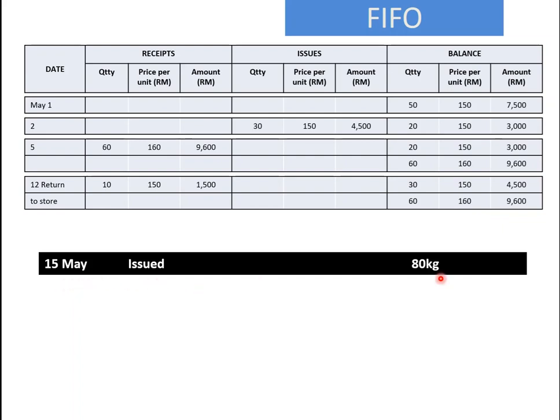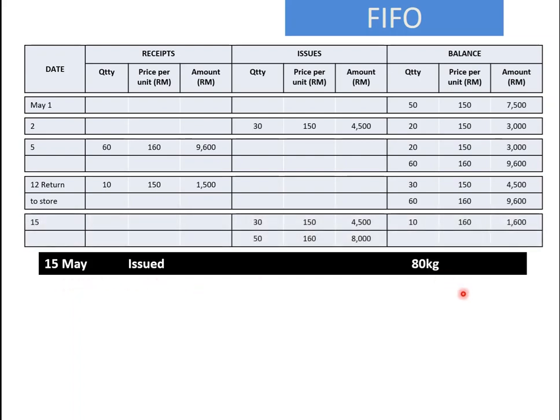On 15 May, issued 80 kgs. So we send the first batch of 30 kg at Rm 150. So we need another 50 kg, which we take from the next batch of 60 at Rm 160. So 50 kg at Rm 160, the balance is 10, which is 60 minus 50, then we get 10 kg at Rm 160 per kg.